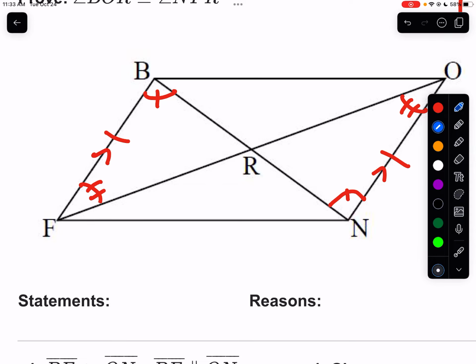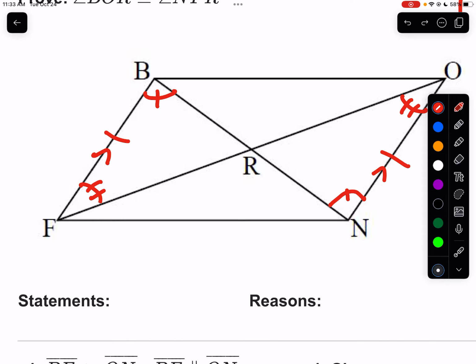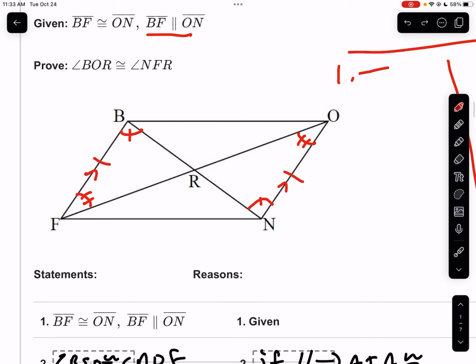A big mistake that people make is that they would go in this direction. Do these angles use the parallel lines? No, they don't. So we can't say that those angles are equal, so please be very careful. So I'm marking those up. I'm not going to write about them just yet, but I'm going to be thinking about them. Hey, these are things that I know.